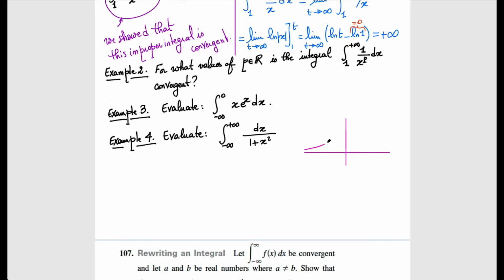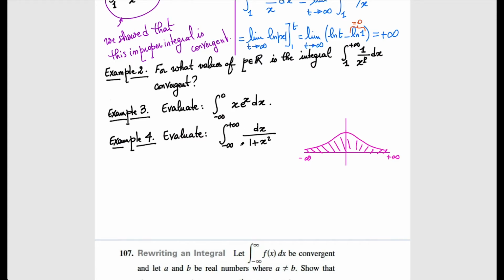Let me try again. It should be symmetric with respect to the y-axis. So technically, I'm talking about this area, right? From -infinity all the way to +infinity. You can interpret it this way. Okay. So let's find that.